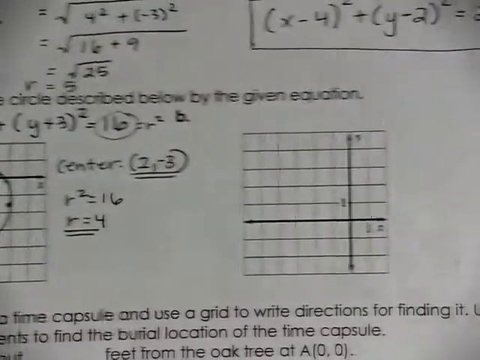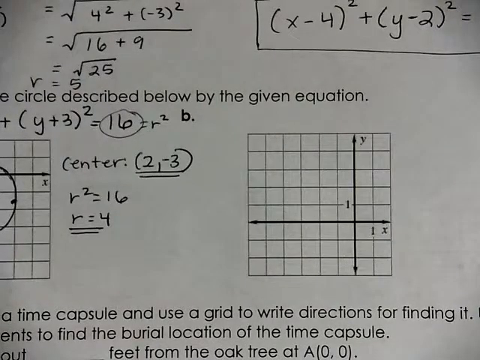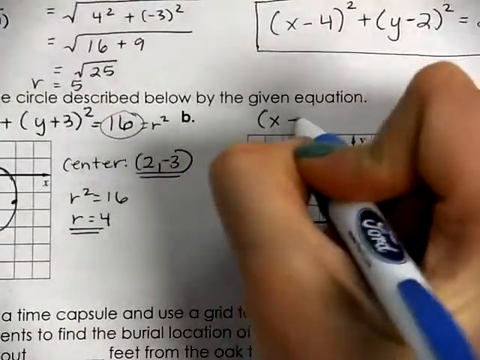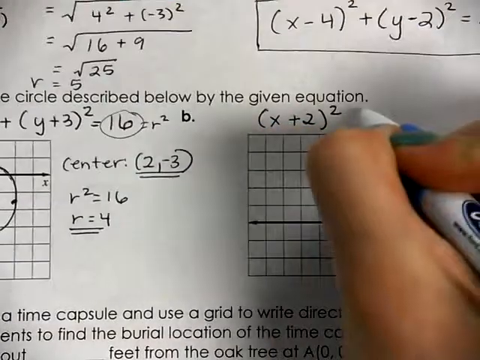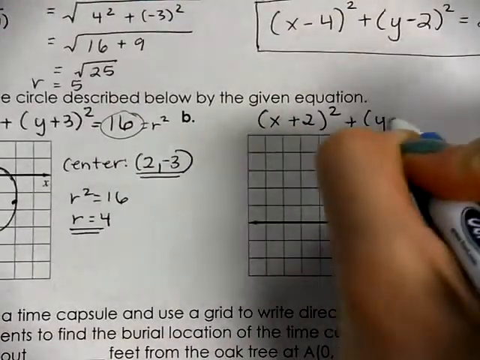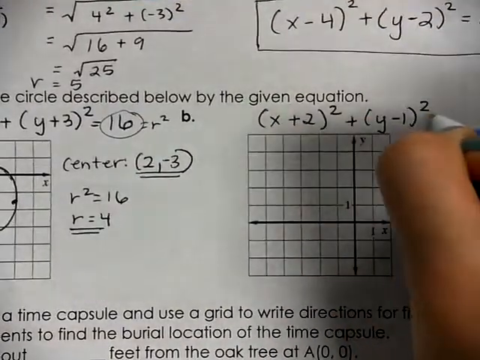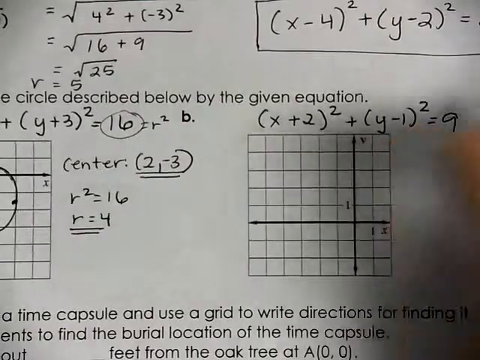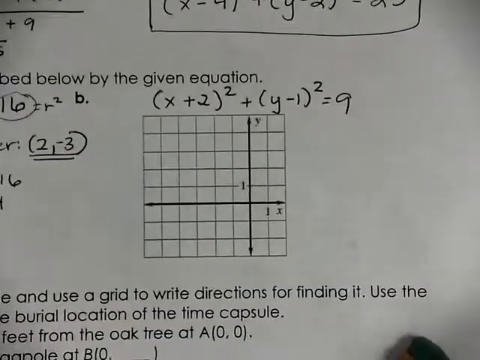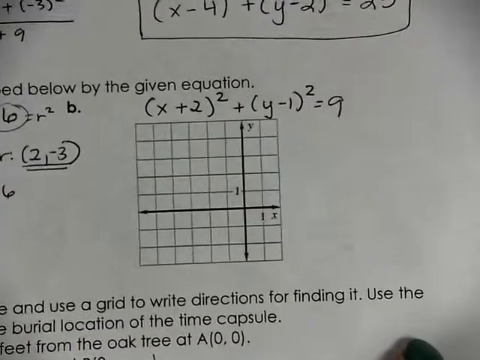For B, let's graph the equation. X plus 2 squared plus y minus 1 squared equals 9. Go ahead and graph this equation on your own right now and pause the video.